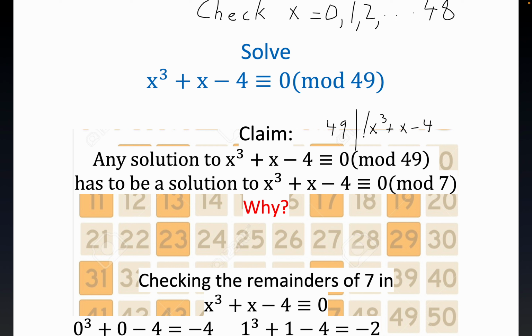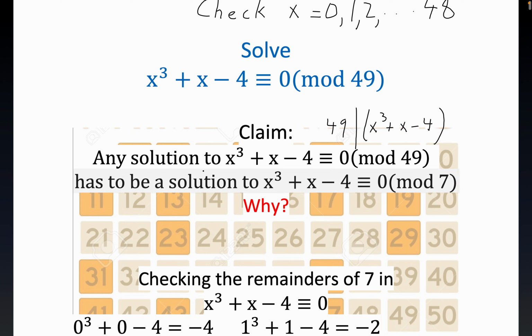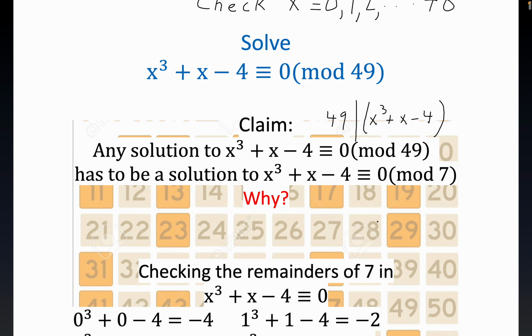Let me put that in parentheses. What I'm doing is just restating the congruence we're trying to solve with the divides symbology. This means 49 divides x cubed plus x minus 4, or x cubed plus x minus 4 would be a multiple of 49 either way. But notice this simple claim: any solution to this has to be a solution to this mod 7, right? And that's very simple, 7 divides 49.